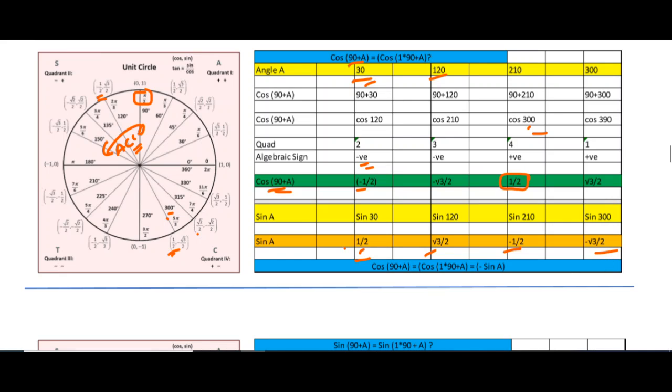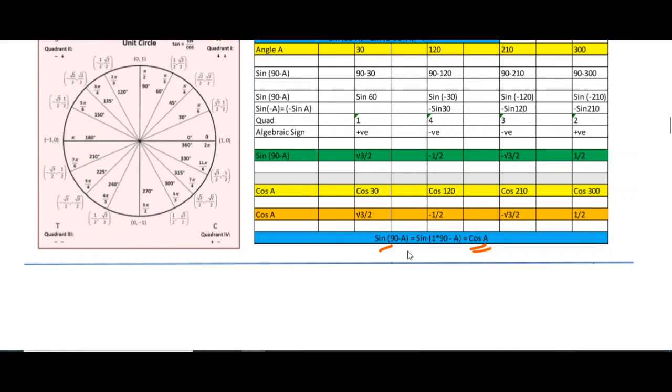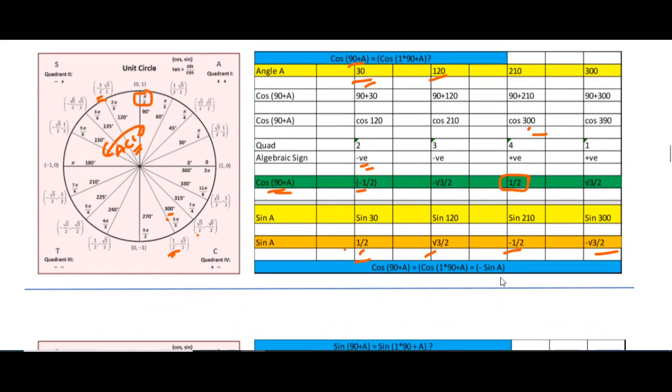So in that way, we can conclude that whenever you're moving clockwise or anti-clockwise, or whenever you're adding the angle 90 plus a, the cosine function still has a relationship with its cofunction, which is sine, but the algebraic sign changes here. It's opposite. Whereas in the previous example, it was the same for the numerical value as well as the algebraic sign. In this case, the numerical value matches, but the algebraic sign is opposite.